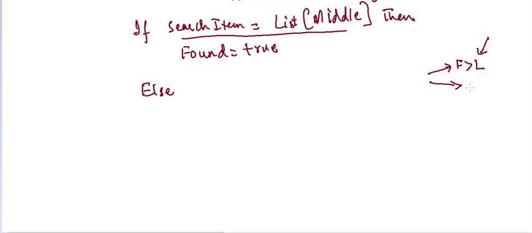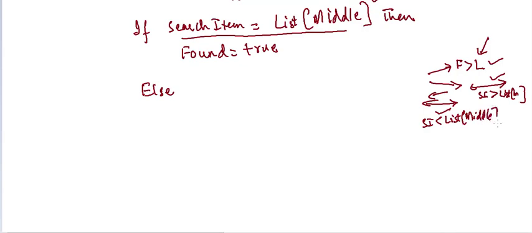if this is not the case, then we need to check whether we want to search the forward half of the array or the lower half of the array, right? So the upper half or the lower half. We search the upper half when our search item is greater than list middle, and we look through the lower half when our search item is less than list middle. So these are the three conditions that we need to make sure we include here.